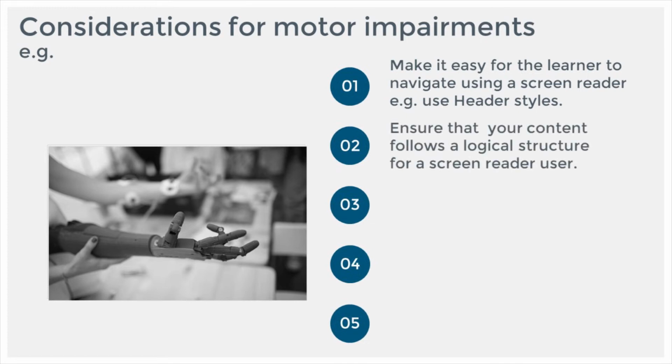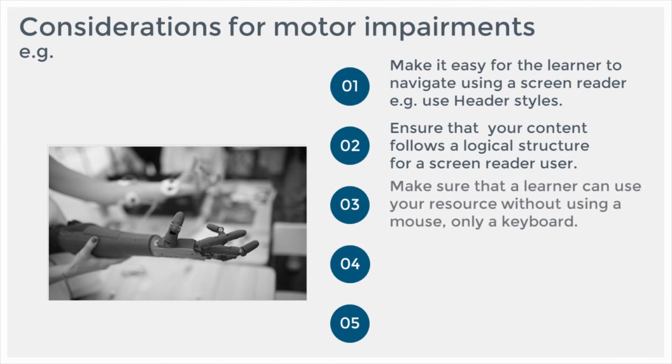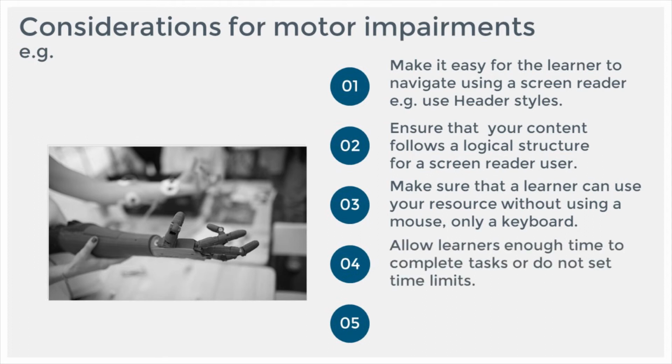The second standard is also important for screen reader users and requires that you ensure that your content follows a logical structure. You also need to make sure that a learner can use all activities in your resource without using a mouse, only a keyboard. The next standard requires that you allow learners enough time to complete tasks or do not set time limits. And finally, a recommendation, not a standard, is to use inclusive instructions, e.g. select instead of click.